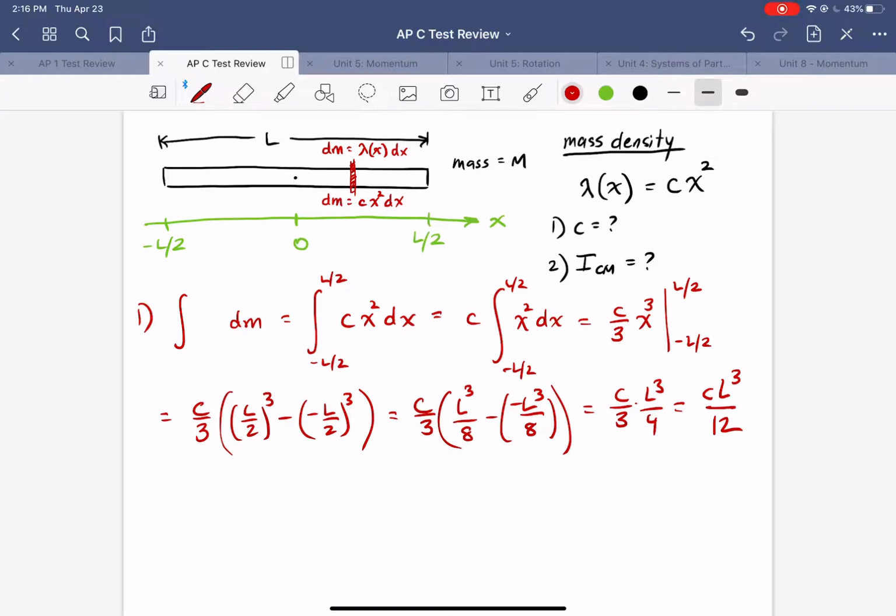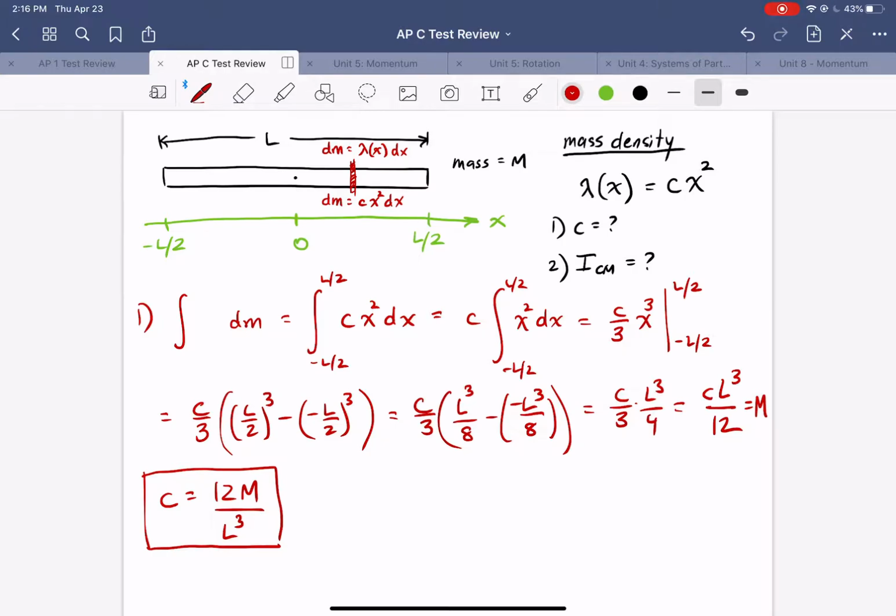All right, so how does this help us? Well, what we've just done here is integrating dm over the entire length of the rod. So we're basically adding up the mass of all of these little slices. So we just calculated the total mass of the rod. So this is equal to m, which means that c is equal to 12m divided by L cubed. So that's our answer to question 1, and that's going to be required to get the answer to question 2 as well.